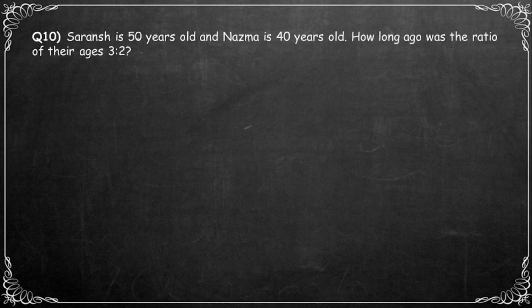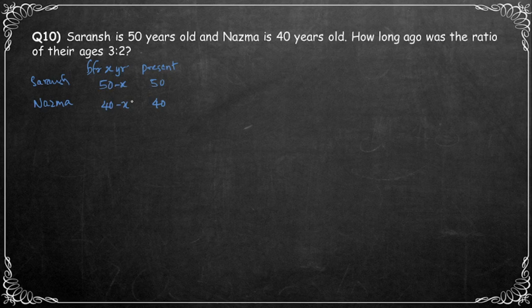Question 10. Saransh is 50 years old and Najma is 40 years old. How long ago was the ratio of their ages 3:2? There are two fellows, Saransh and Najma, and there are two timelines. So one is present and another is how long ago. Let's say x years. So before x years. So the first sentence is present age of Saransh is 50 and present age of Najma is 40. So before x year, that means in the past, ages will be 50 minus x and 40 minus x.